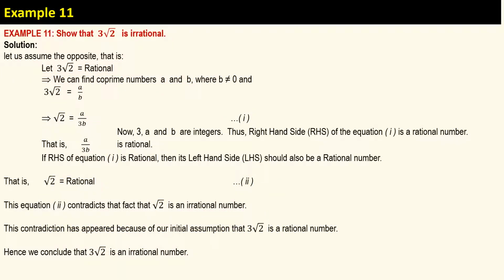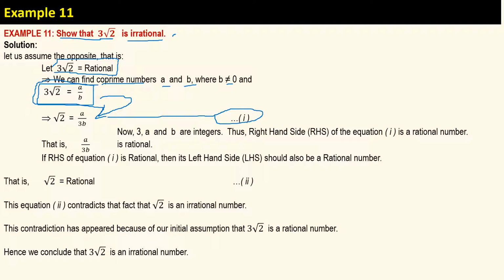Similarly, we can solve example number 11, which says show that 3 times square root of 2 is an irrational number. Let's start by assuming the opposite, and say 3 times square root of 2 is a rational number. Then we can find co-prime numbers a and b, where b is not equal to 0, so that 3 times square root of 2 is equal to a divided by b. Now let's rearrange this equation as square root of 2 is equal to a divided by 3b, and call this equation number 1.